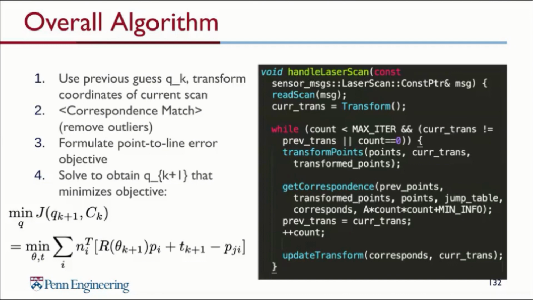Now, given this objective, we solve the optimization problem, which tries to minimize the objective function in order to obtain q_{k+1}, or the next best guess. More formally, the optimization problem minimizes over theta and t, which define this rigid transform q, in order to minimize the objective function J. Next, I'll go over briefly how the closed-form solution for this problem is derived, as it pertains to the implementation. But this portion may be a little difficult to understand on the first pass, so I recommend reviewing the original paper for the full derivation.